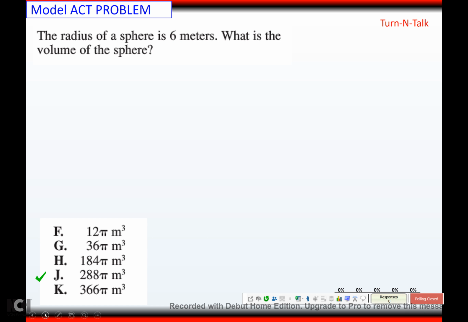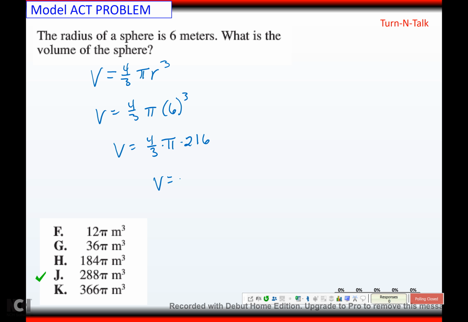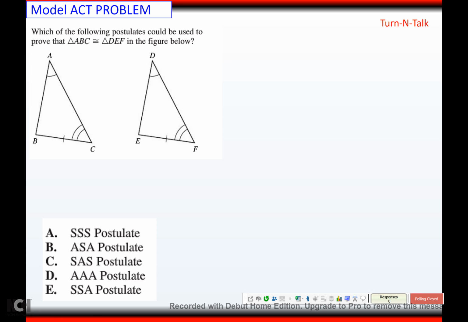And hopefully you got J. It says the radius of a sphere is 6 meters. What is the volume of a sphere? Well, volume of a sphere is 4/3 pi r cubed. So my volume is going to be 4/3 times pi times my radius, which is 6 cubed. 6 cubed is 216, so I have 4/3 times pi times 216. If I take 4/3 of 216, I get 288 pi, because they obviously left my answers in terms of pi, and volume is always units cubed. Okay, try this one, hit pause, come back when you're ready.